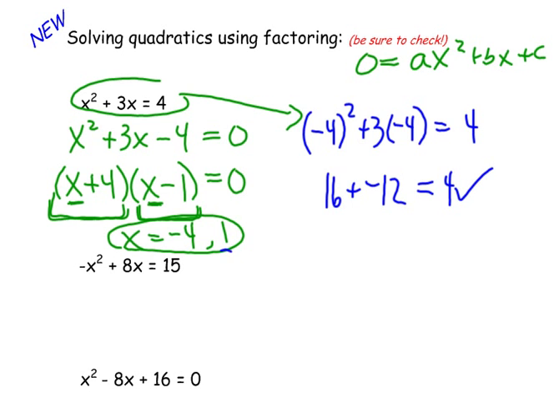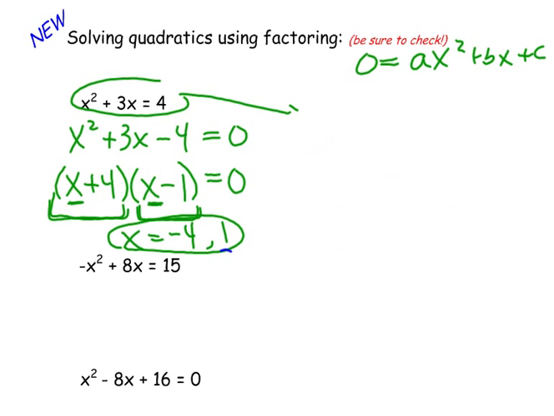And then I'm going to plug in the 1. So 1 squared is 1 plus 3 times 1 is 3. Does that equal 4? And we know that it does. So both of our answers work to make that statement true. Erase this. So your first step is to get it equal to 0. Then we factor, and then we figure out what value of x makes each one of those binomials equal to 0.